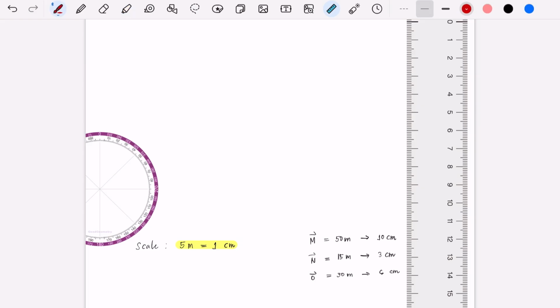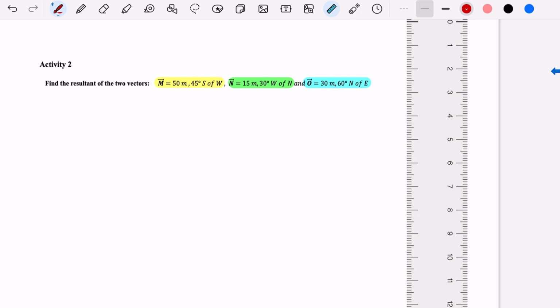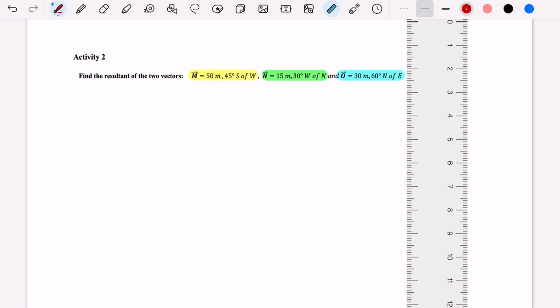So let me just put some notes here. This is from my vector, and this one is in my ruler that I'm using. So since we're using the geometric method, we have to be very specific and accurate about how we illustrate the vector. Now, one of the things I've mentioned in class is that this is actually vector addition.